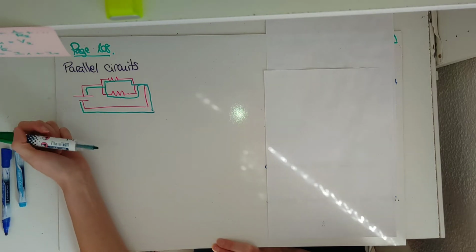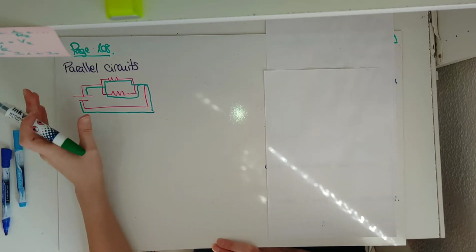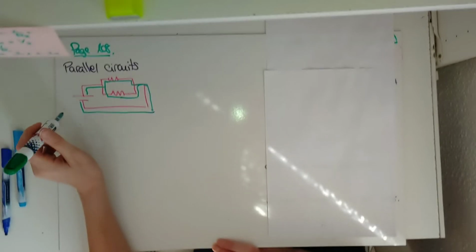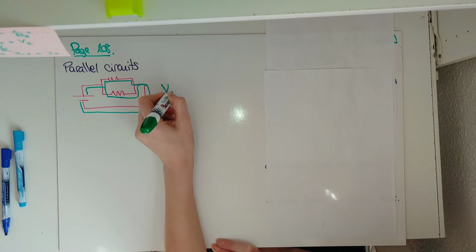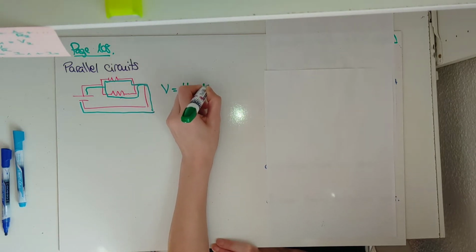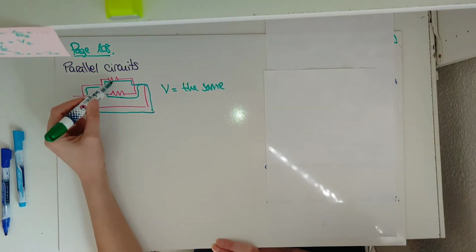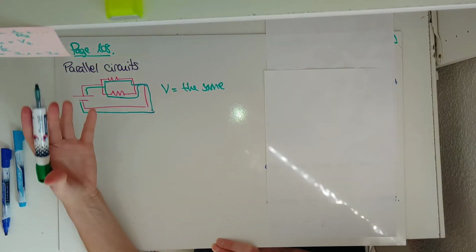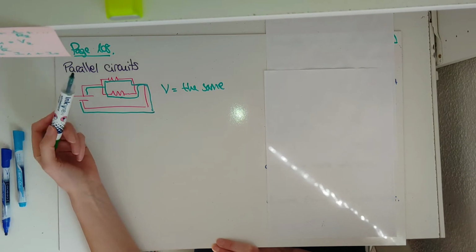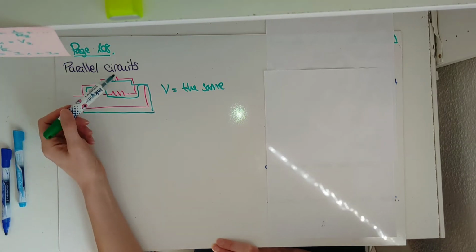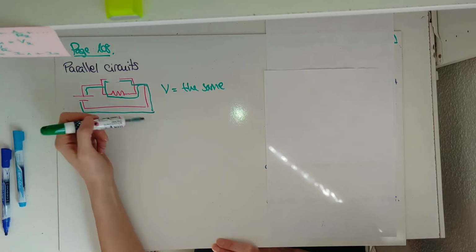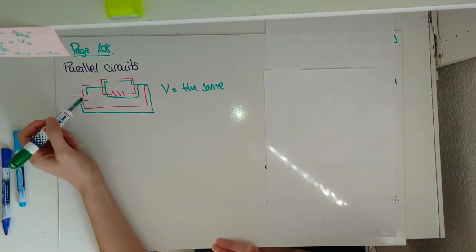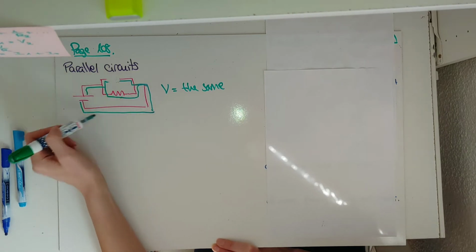In this case, the characteristics of this type of circuit are that the voltage is the same in this resistor, and in the total circuit. Also, if a load device breaks, the circuit continues working, okay?